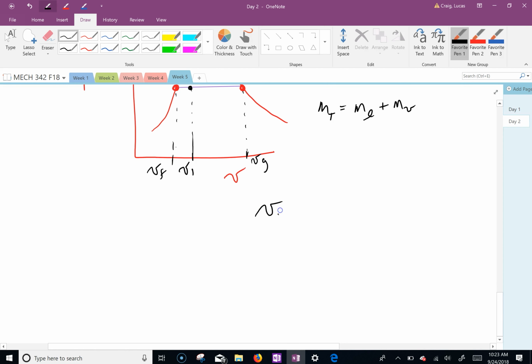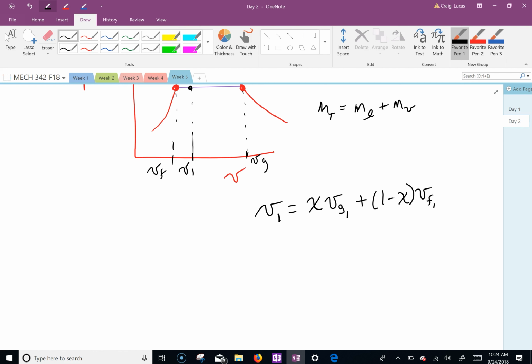So let's just write 1. Say we wanted to find V1. It would be the quality times VG1 plus 1 minus the quality times VF1. You see that? It's the last equation, the bottom right equation. So they've already done the interpolation equations for you, and you just plug into that equation. And the same goes for enthalpy, internal energy, entropy, which is S, and specific volume. Does that make sense?